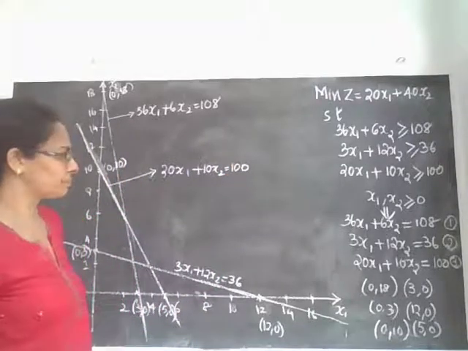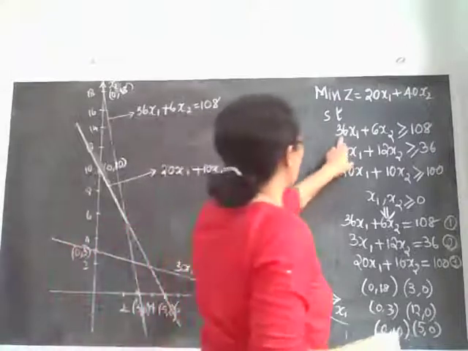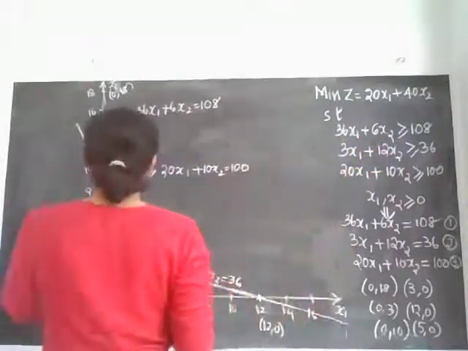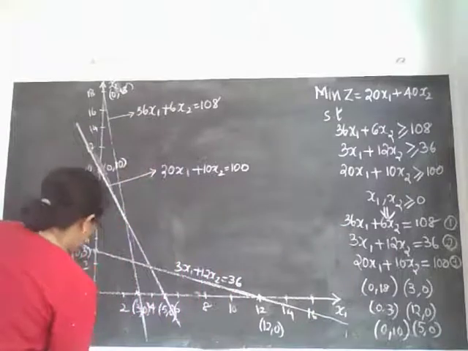Now we have the feasible region. We can see the first one is 36x1 plus 6x2 greater than or equal to 108. Greater than, so the origin is on the opposite direction.